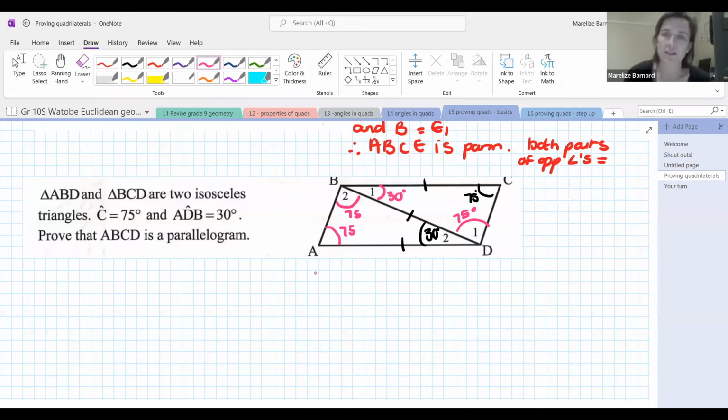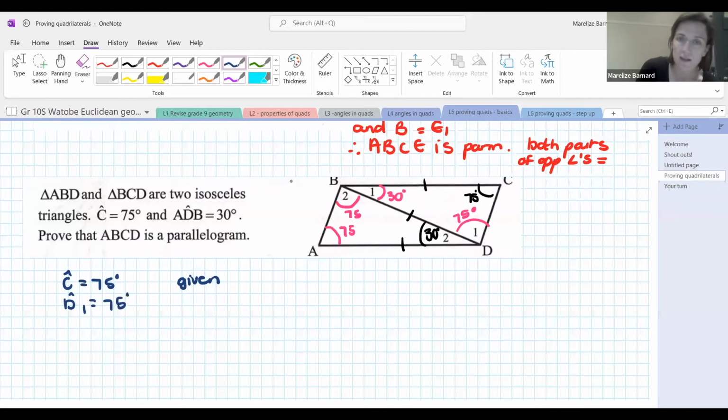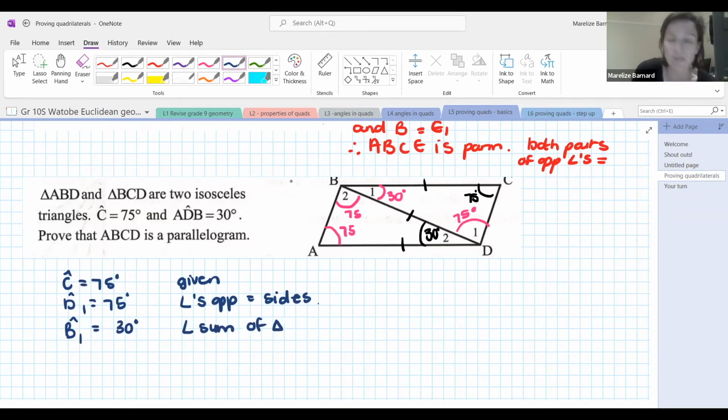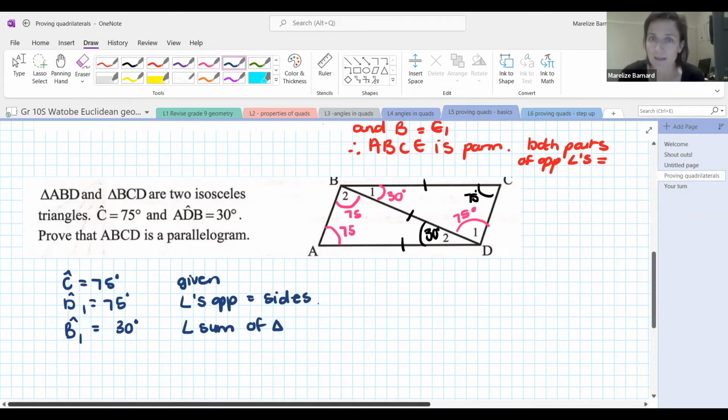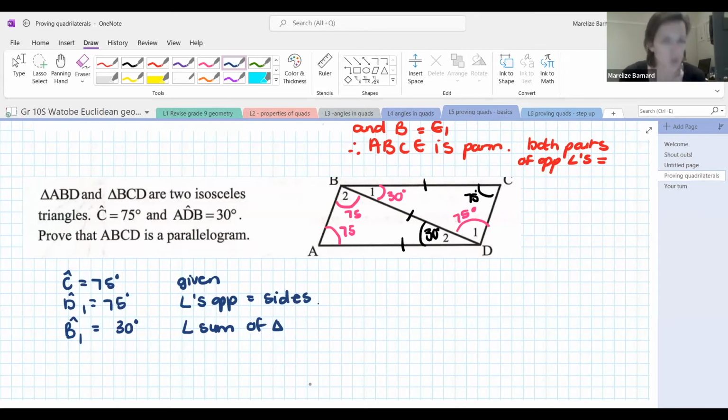Okay, good stuff. Now we have to write this down. And let's start with angle D. Let's start with angle C is equal to 75. That was given. Then we had to say that D1 was equal to 75. That's because of angles opposite equal sides. Then we say B1 is equal to 30, angle sum of triangle. Okay, so do you see so far? Nowhere have we used parallel lines because we don't know yet that the lines are parallel. We have to prove it. Unless you've proven it, you cannot assume it.